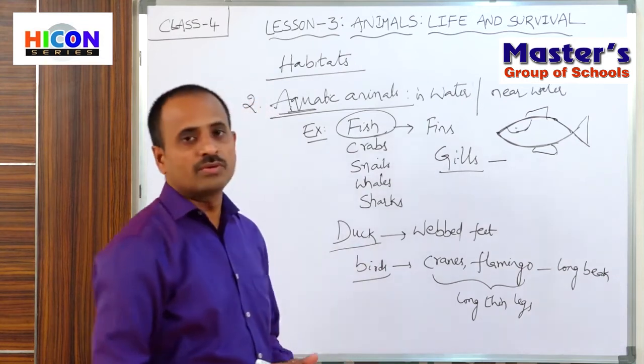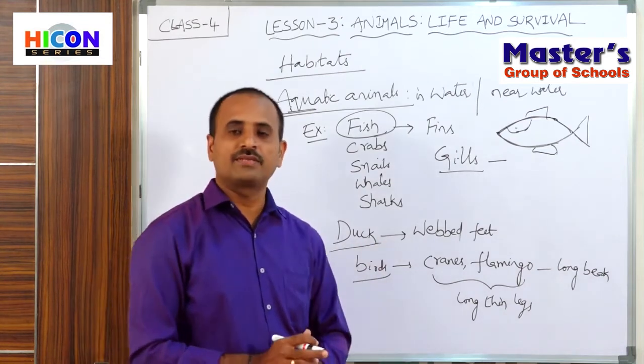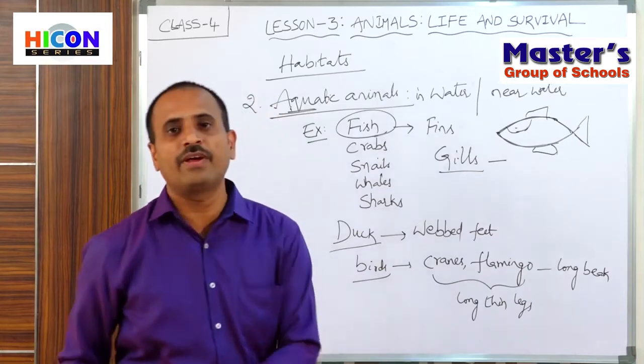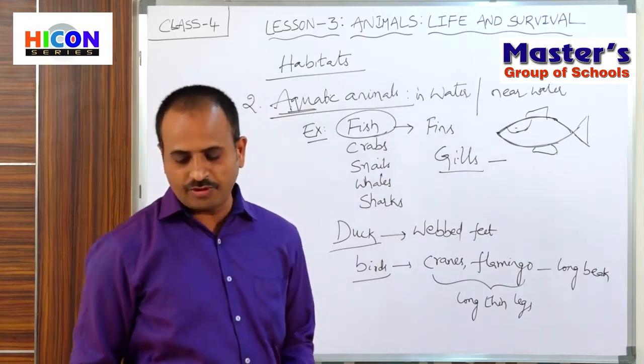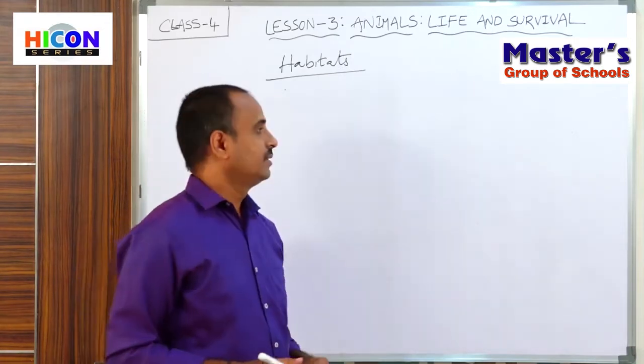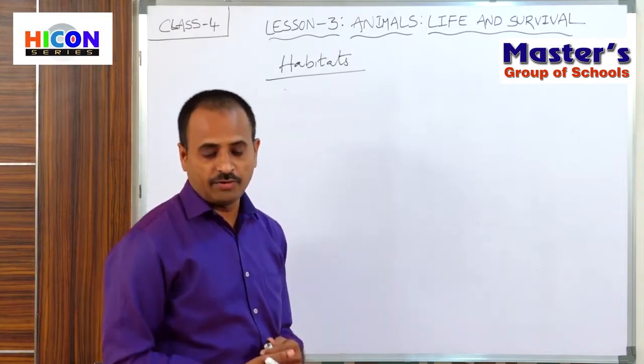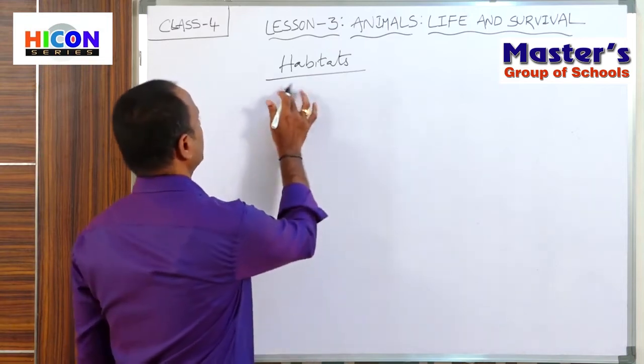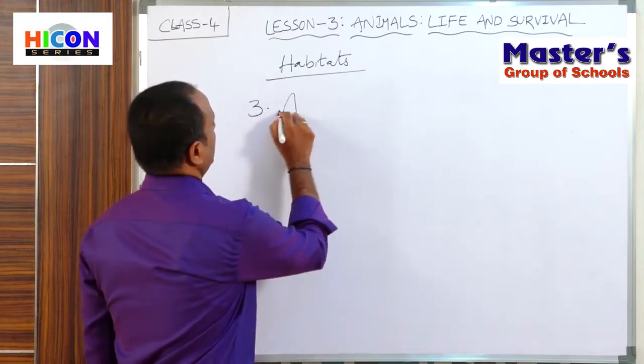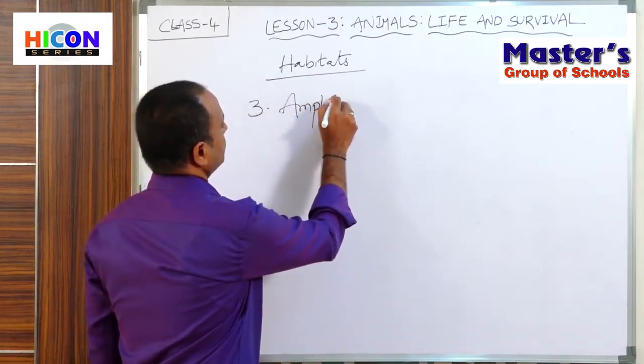And now go to the third type of animals. So what are the third type of animals? So next, see the third type of animals. The third type of animals are amphibians.